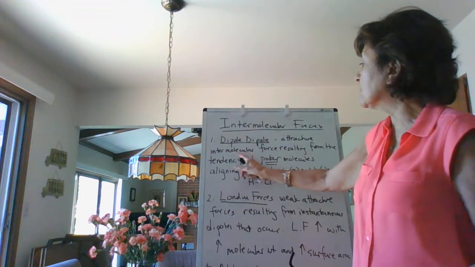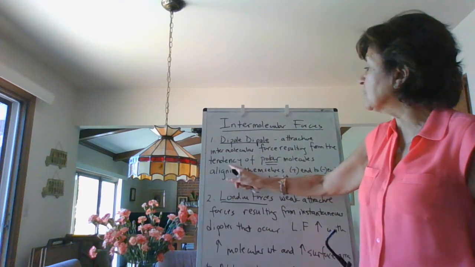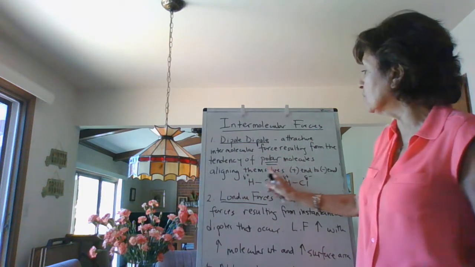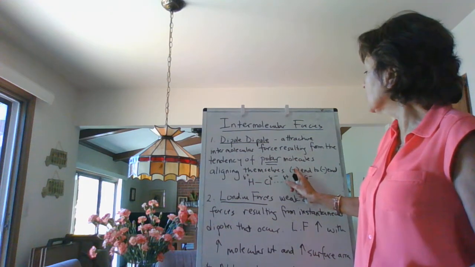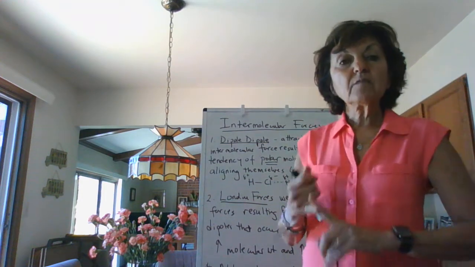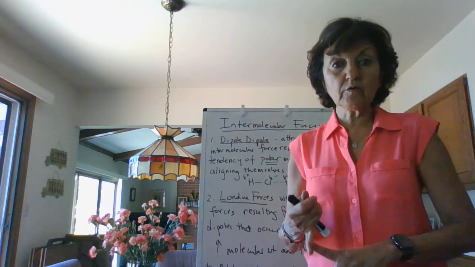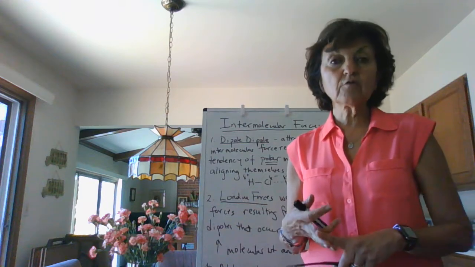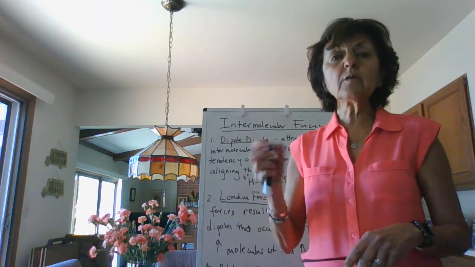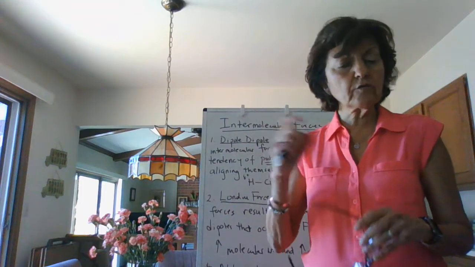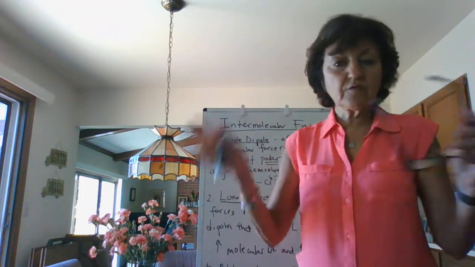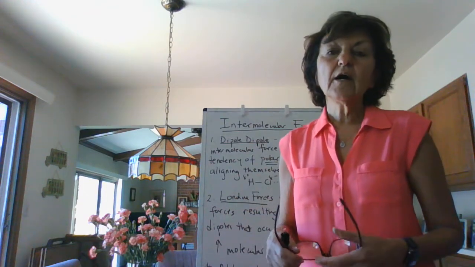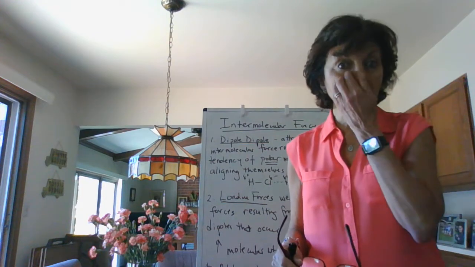Dipole-dipole forces are attractive intermolecular forces resulting from the tendency of polar molecules, notice I've underlined it, polar molecules, to align themselves positive end to negative end. Number one, dipole-dipole only occurs between polar molecules, no non-polar molecules. So remember how to determine if a molecule is polar or not. Look at the molecule, see if it's symmetrical or not, do the Lewis structure, and you can tell if it's not symmetrical, if it's got lone pairs around the central atom, you got a polar molecule there. If it's nonpolar, it can't do dipole-dipole.